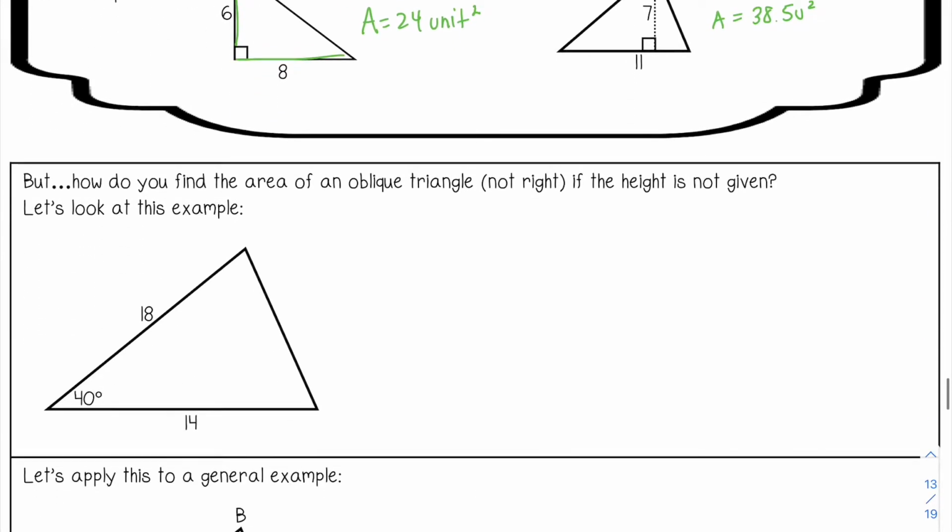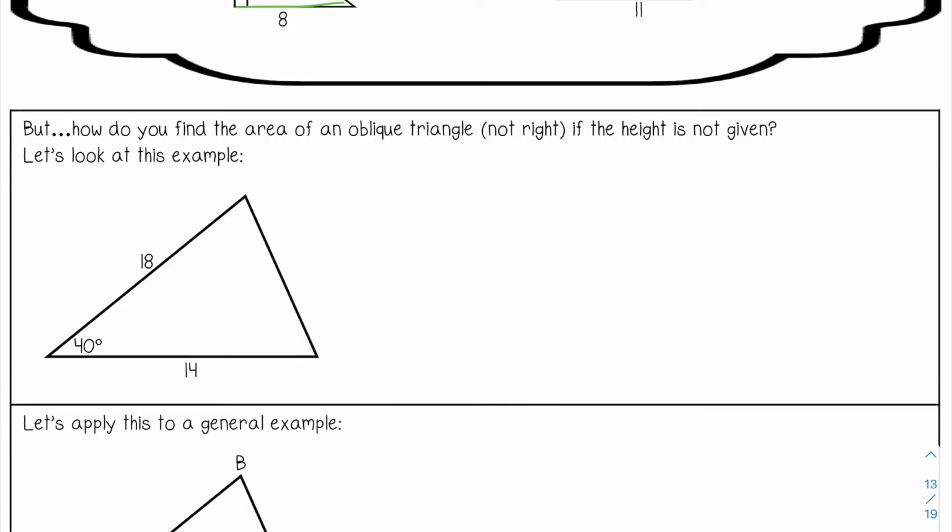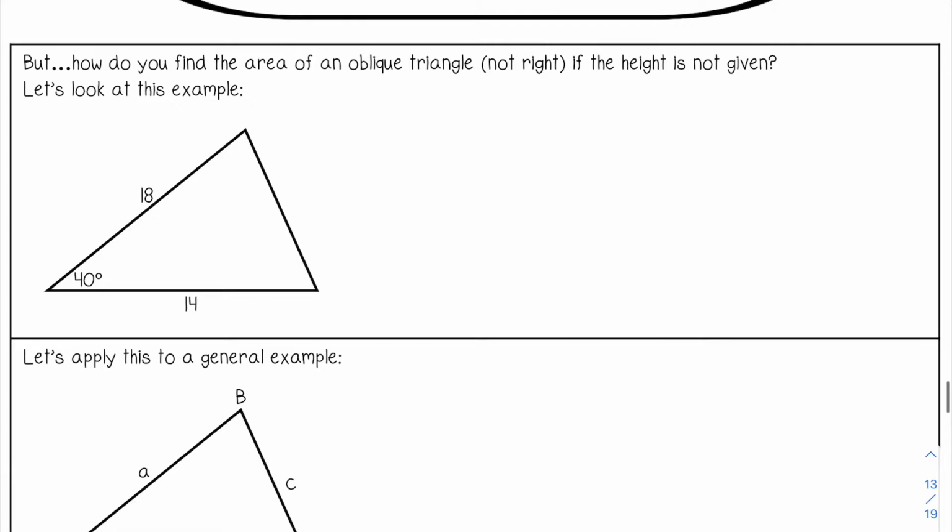But how are we going to find the area of an oblique triangle if we don't have the height given? So in the example below. Okay, think about what you know about sine, because there's a formula that involves sine that's going to help us. So let's say we want to find the sine ratio of that 40-degree angle.